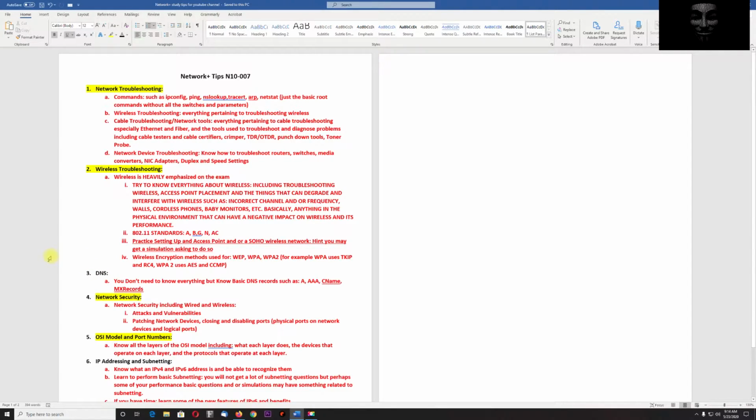DNS, as you see, DNS is important, but I didn't highlight it. But if I just had to remember anything on DNS, I would just know basic DNS records such as A, AAAA, the CNAME or canonical name, and the MX records, which are the mail records.